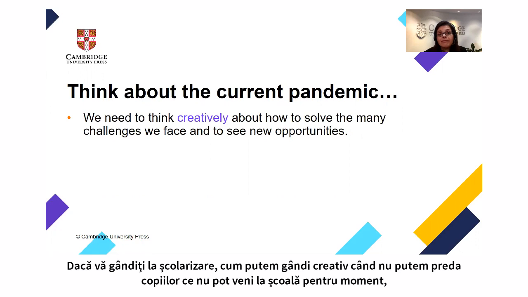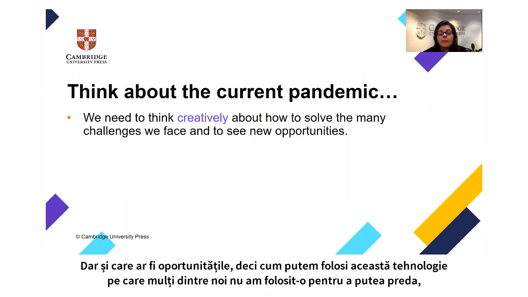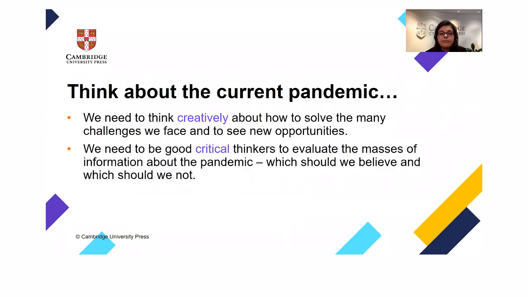So if you think about schooling, how can we think creatively to teach children who can't come to school at the moment because there might be a lockdown, or they might be in self-isolation? But also, what are the opportunities? So how can we use this technology that many of us haven't been using to teach yet, to actually make teaching better in certain ways? So it requires a great deal of creative thinking to do that.